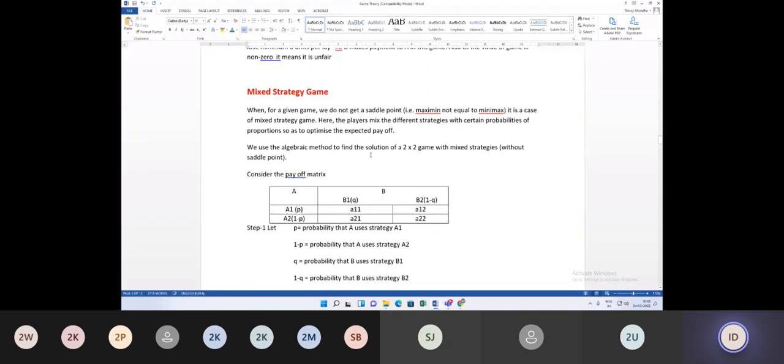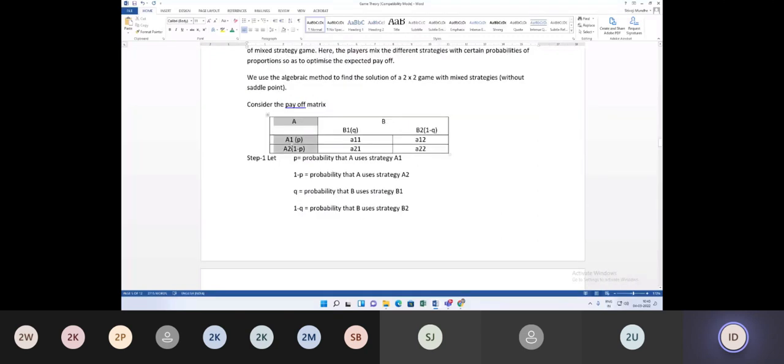Now how will it work out? We use the algebraic method to find the solution of a 2 by 2 game with mixed strategy without saddle point. Consider the payoff matrix. This is player A. Try to understand these algebraic notations. If you understand this, the rest is in the problem. Are you with me? Yes, sir.